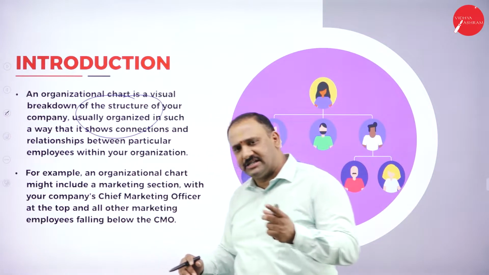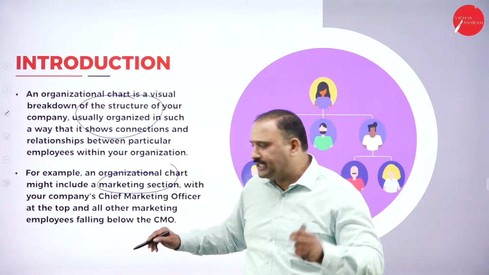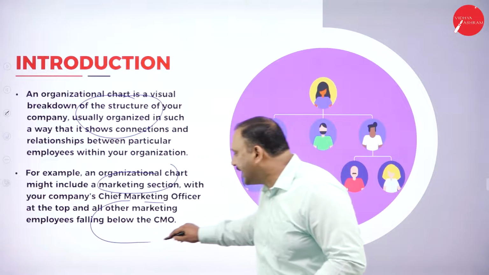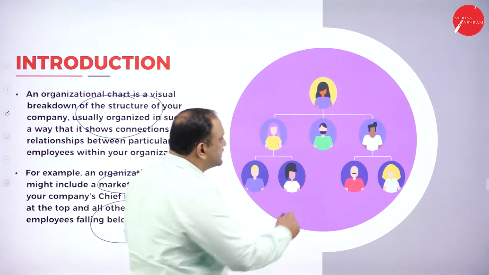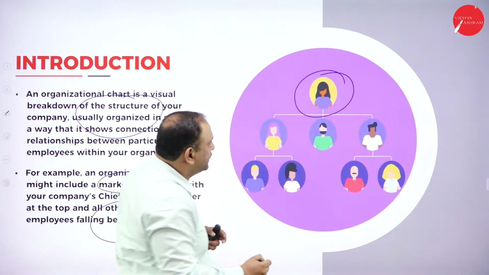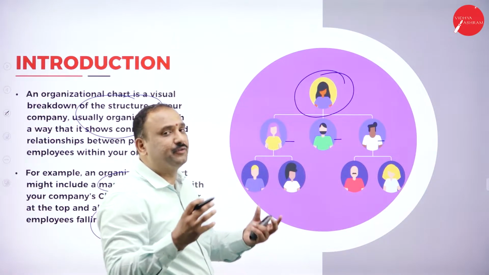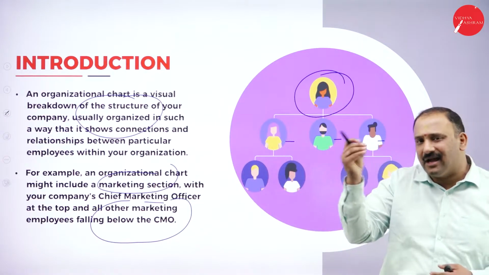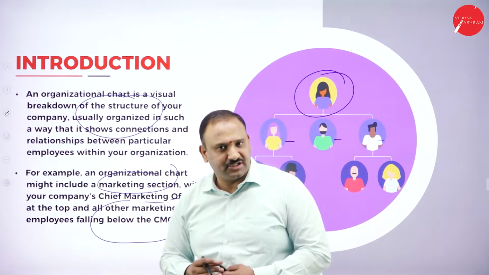Now for example, let's say that you're going to look into the marketing section with your company's chief marketing officer on the top and all other marketing employees following below the CMO. So let's assume that this person is the chief marketing officer. Under her, we are going to see the different employees who are structured under different roles and designations. So basically, this is the fundamental diagram that is going to make you understand your organizational structure.